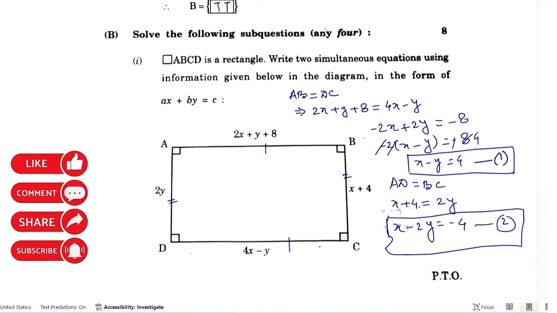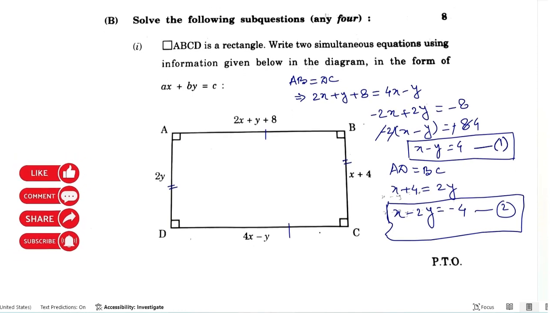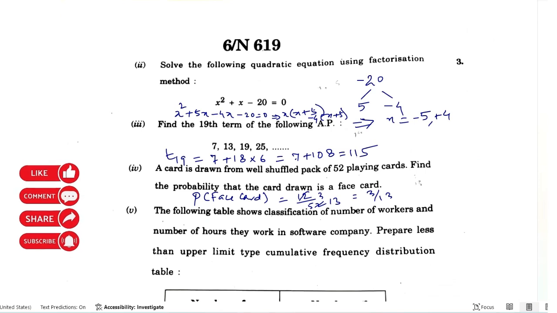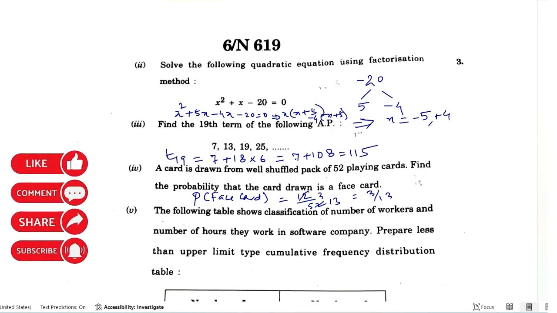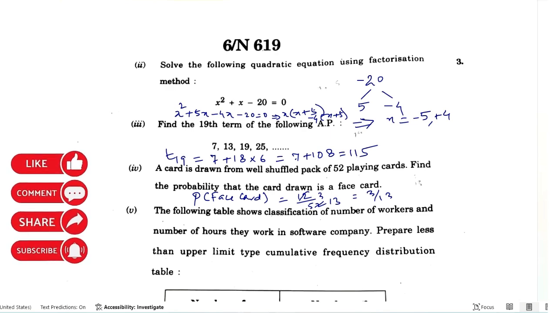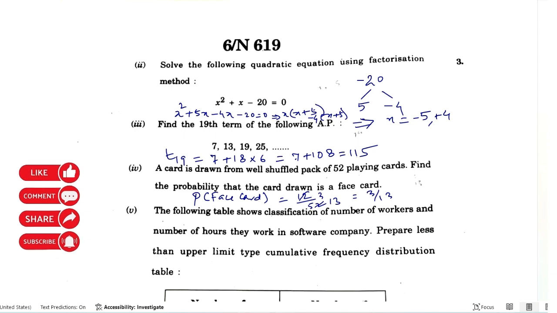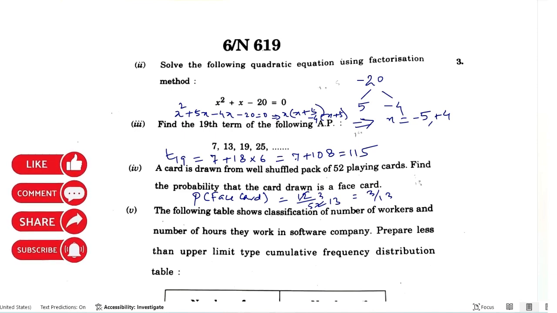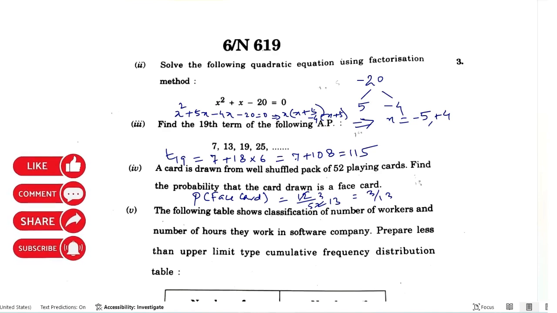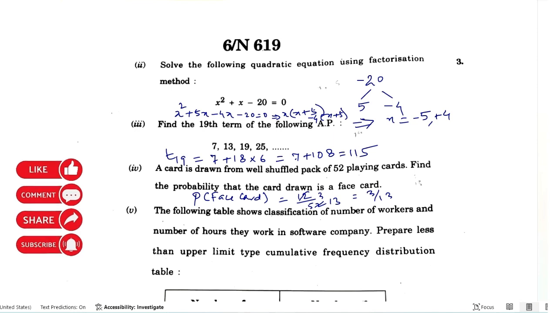Now, the second subpart is to solve the equation using factorization. So, obviously, minus 20, 5 and minus 4 will be the factors. So, simply split this x as 5x minus 4x and then separate them out, and you will get the value of x as minus 5 and plus 4.